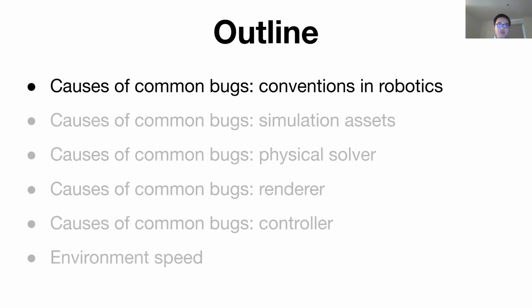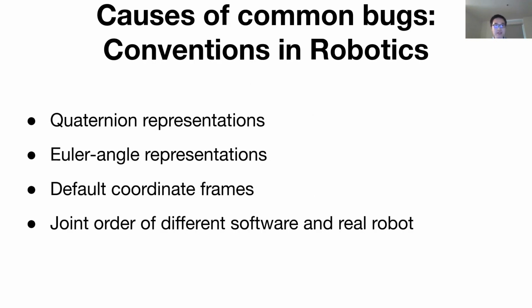Let's get into the first cause of common bugs, the conventions in robotics. Here, I will talk about 4 topics: the quaternion representations, Euler angle representations, default coordinate frames, and joint order of different software and real robots.